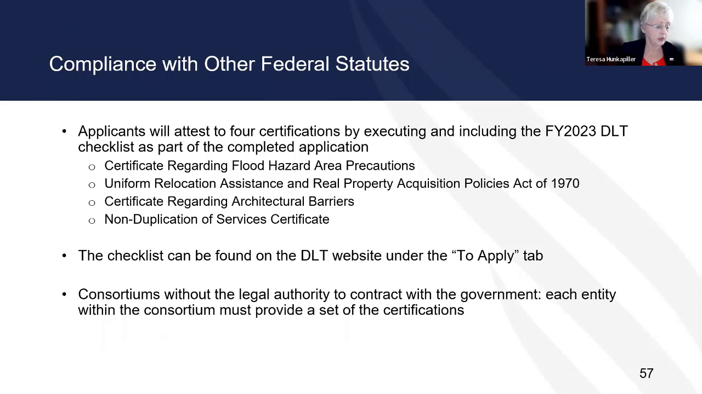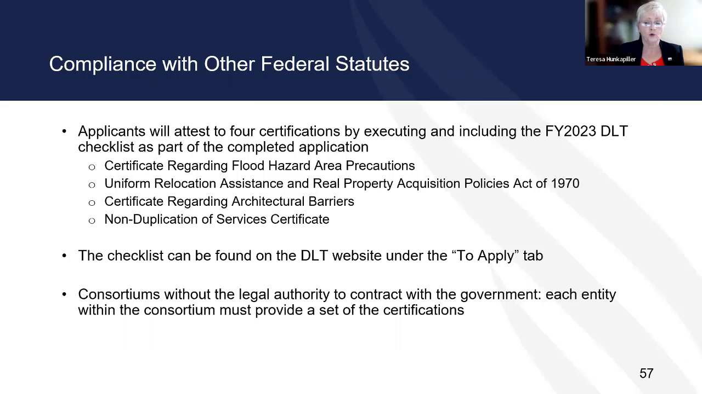There is another item that we will need to cover if you are a consortium, because if you are, then we need the evidence of legal authority to contract with each entity. So that would mean you would need to provide us with everybody's unique entity identifier and everyone's reps and certs and everyone's legal authority to contract with the government. And when I say legal authority to contract with the government, that's not just being registered in SAMS.